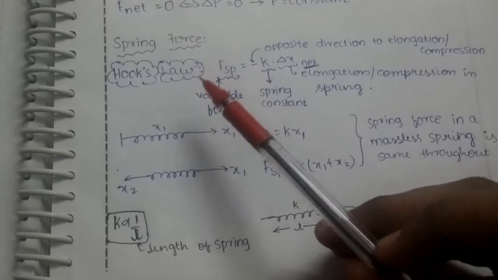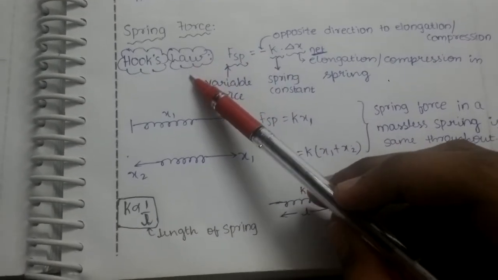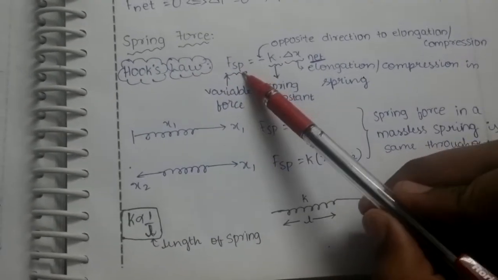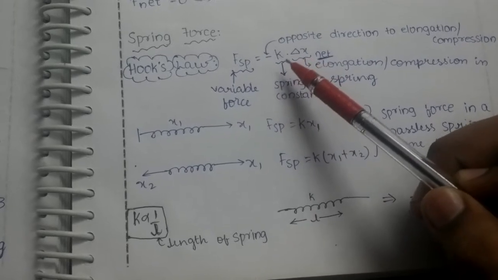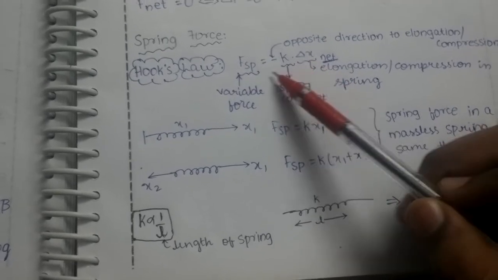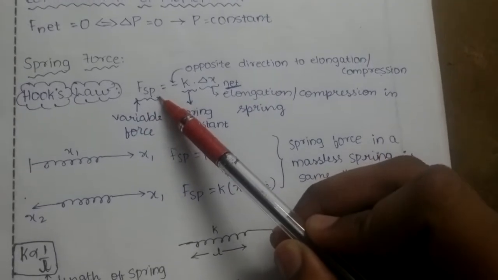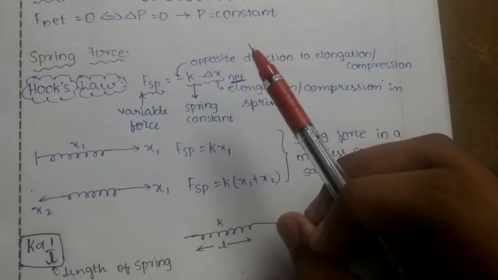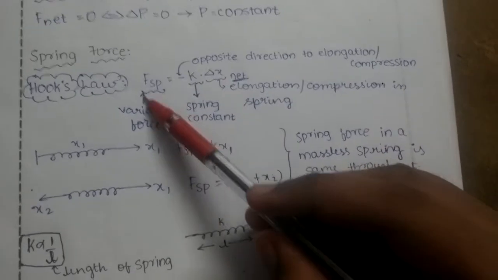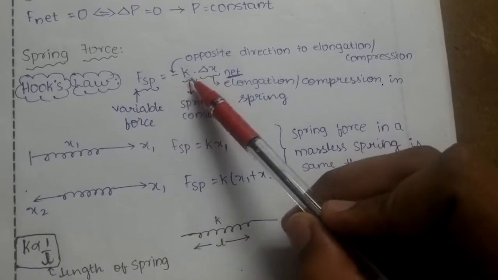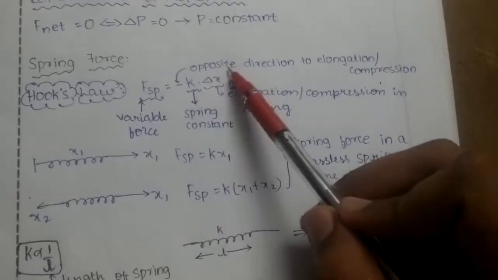Now coming to the spring force. It is based on Hooke's law. Hooke's law is nothing but Fsp is equal to minus k delta x. I'll explain this in detail. Fsp is nothing but the spring force, the force applied by the spring. It is a variable force.